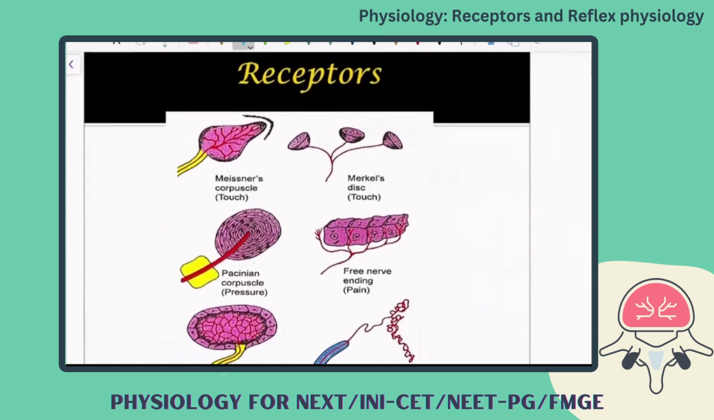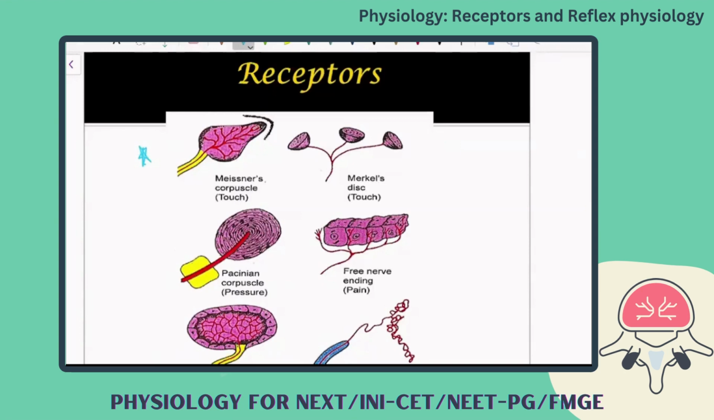So receptors, these are the various different types of receptors present in our body. Remember the name of the receptor and what sensation it is carrying. Okay, so this will be in your MCQs. Which receptor for which sensation?